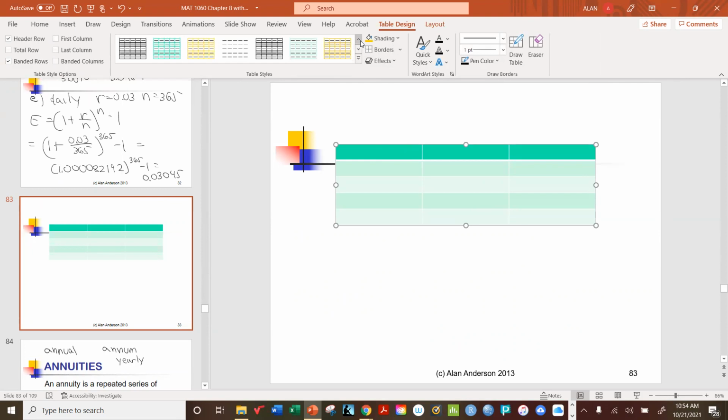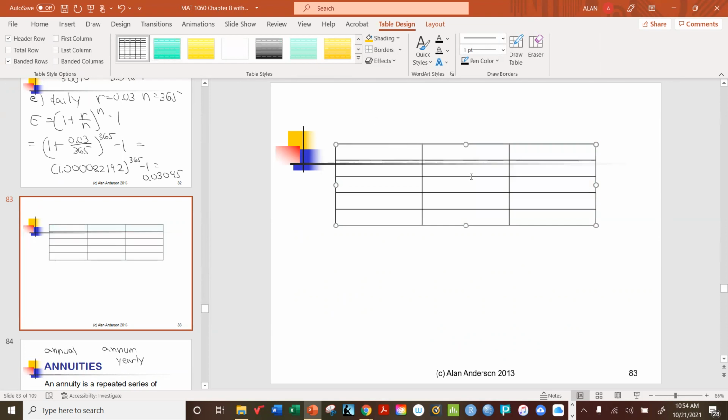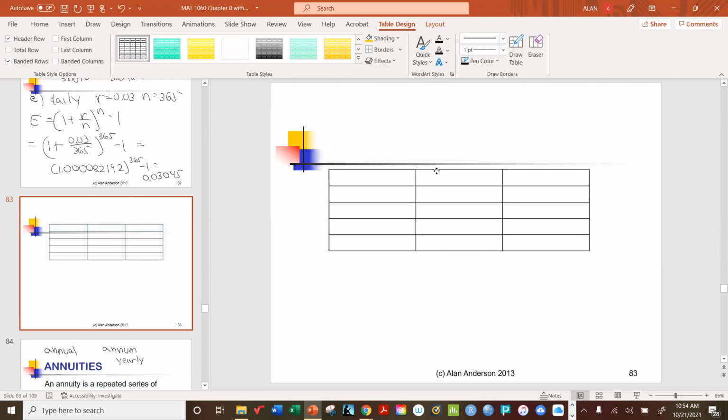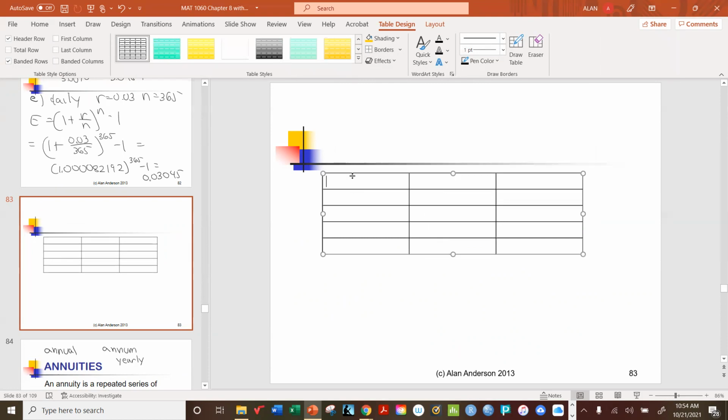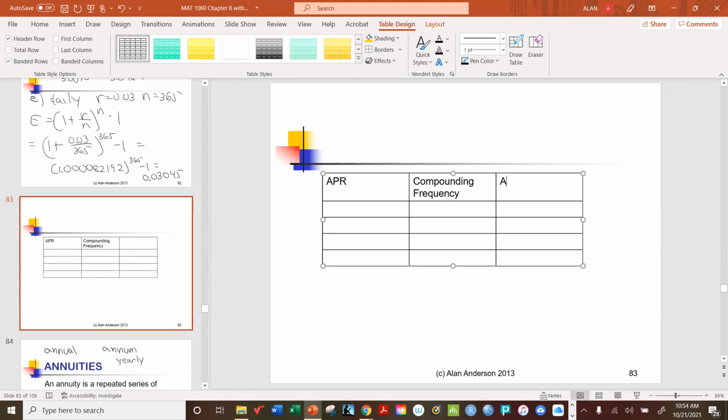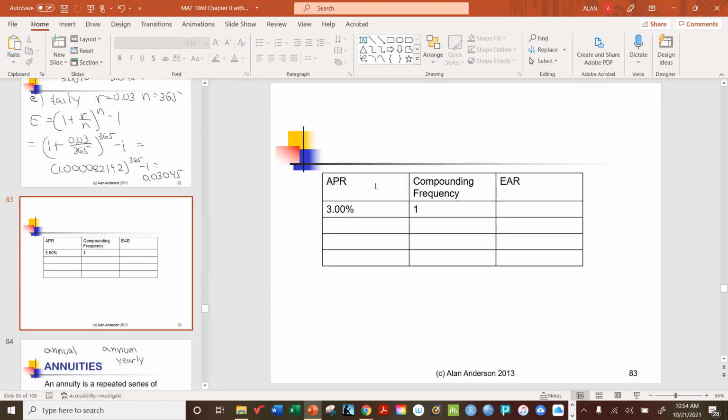All right. So as usual, they've made it green, and I have to find. There you go. All right. So we're going to have the table set up as APR, compounding frequency, and then EAR. Okay. So we've got annual. Sorry. It's 3.00% APR. Compounding frequency is once a year in the first case. So remember when we did n equals 1.